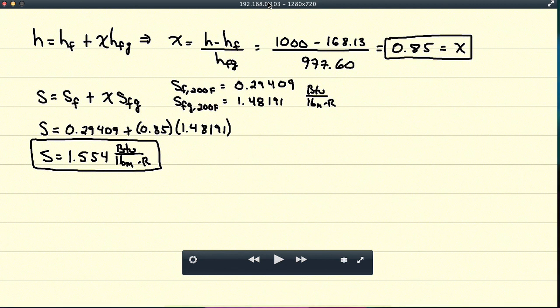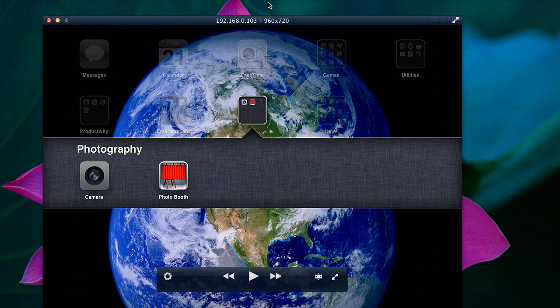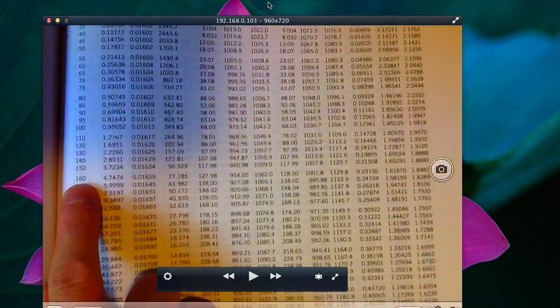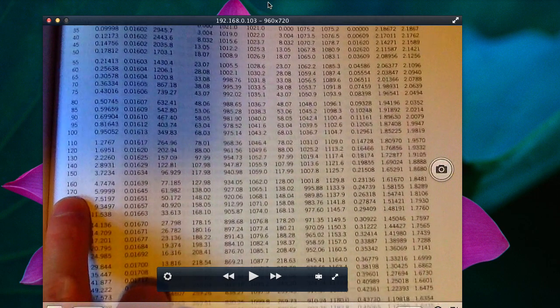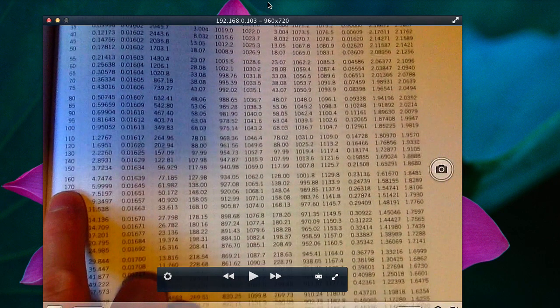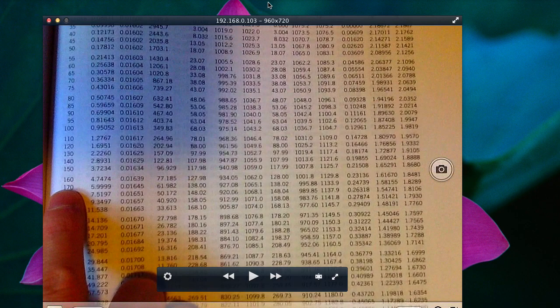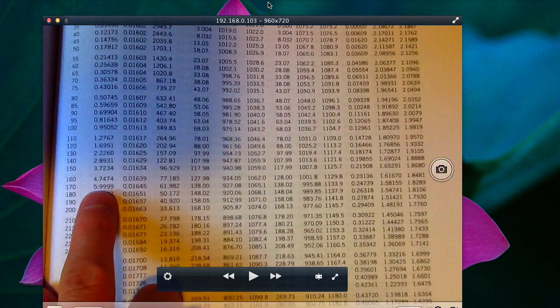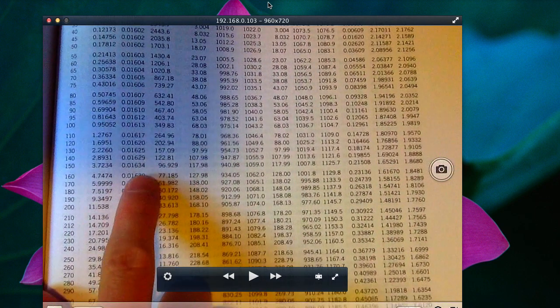Okay, so now, and by the way, there are times, if you look, for example, at the table, if I switch real quickly to the camera mode and take a look at the table here, there are certainly going to be times, we try to avoid them, when you may have to linearly interpolate within the saturated table. So for example, we have an entry for 160 Fahrenheit, we have an entry for 170 Fahrenheit, maybe we need to find the values at 165 Fahrenheit. Well, that means that we have to linearly interpolate between these two values.